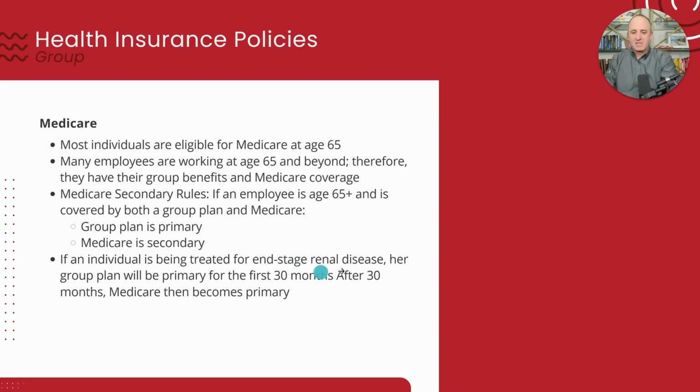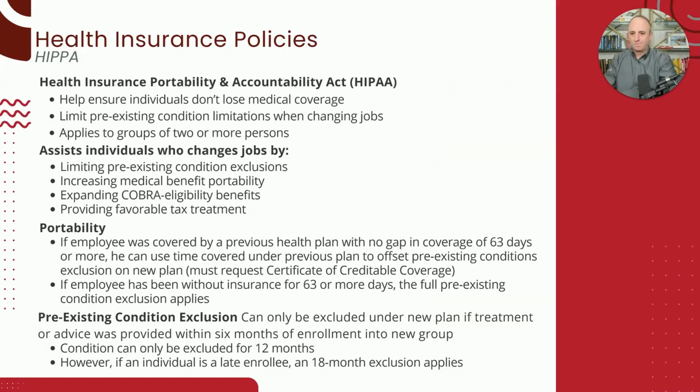And you see here, very specific for end-stage renal disease, the group plan will be the primary for the first 30 months, and after that, Medicare becomes the primary.